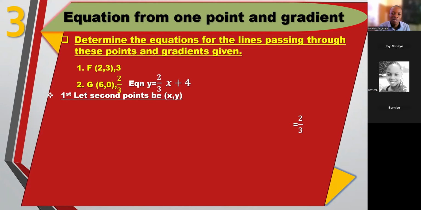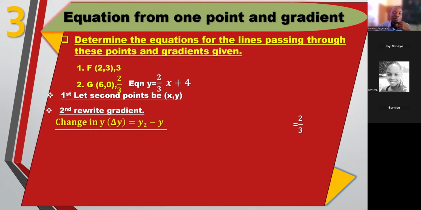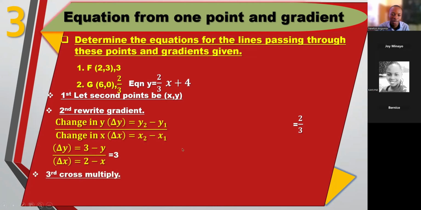Let the second point be xy. Then you rewrite the gradient. How do you rewrite the gradient? Change in y by change in x. So you write that way. Normally, I pick the values, the coordinates that have been given, as my second point. So that's why I say y2 is 3 and y1 is just the y which I've chosen as another point xy. Then you say let it be equal to the gradient 3.